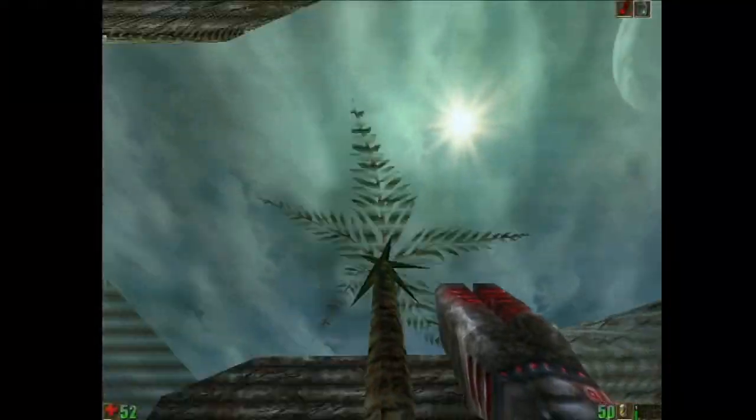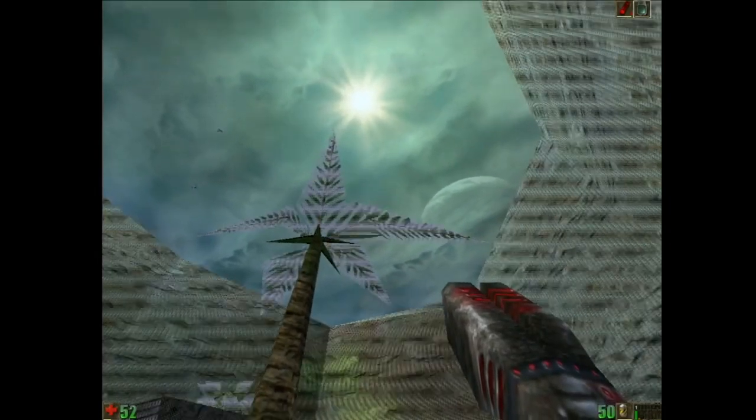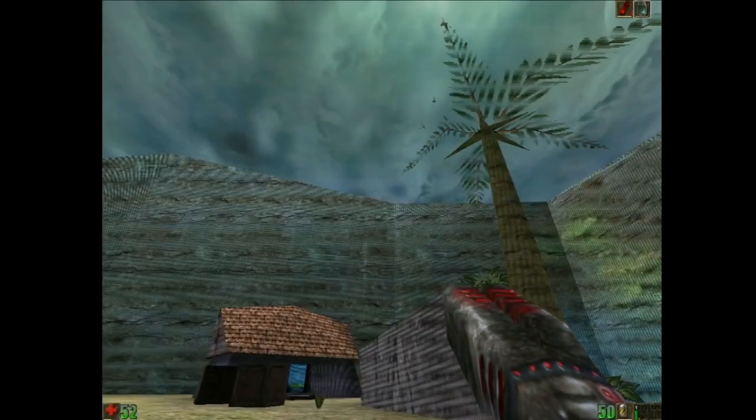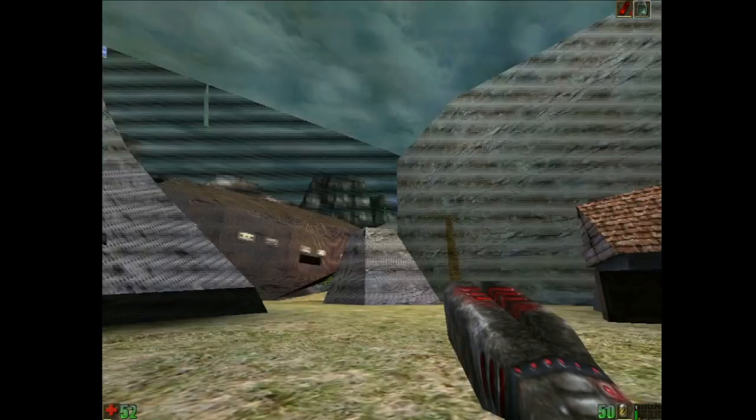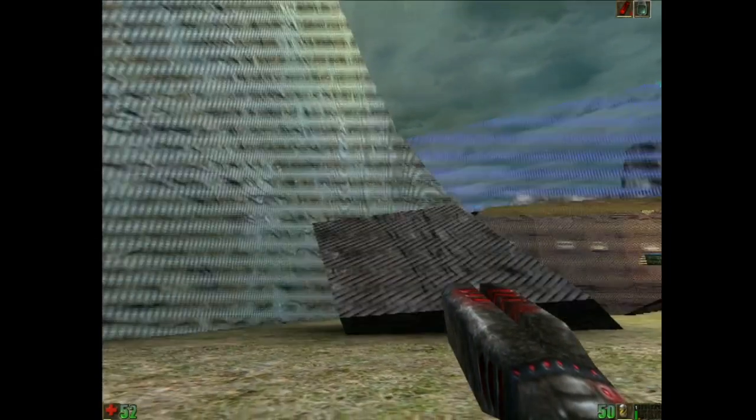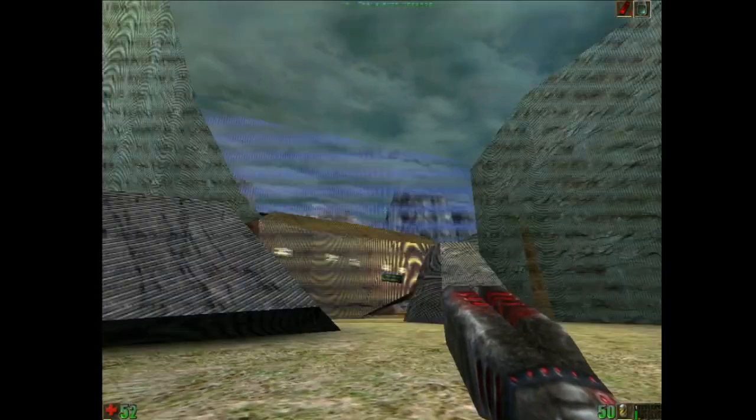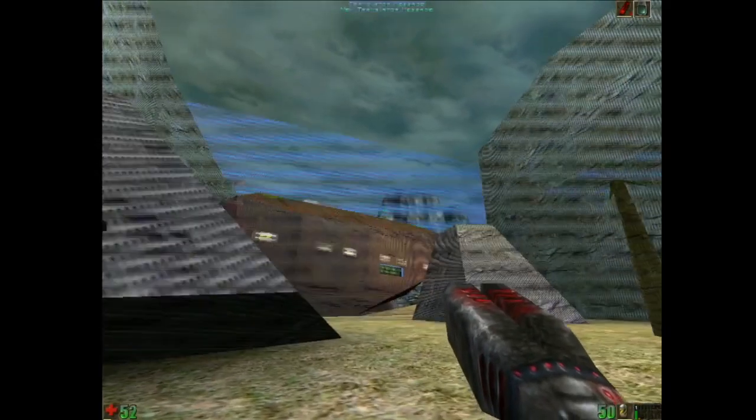So as you can see here with the inset video, this is Unreal, which is running on this system on a very, very low spec Pentium system with these two cards in. And as you can see, there's glitching and all sorts of stuff going on, and that's because one of the cards doesn't have enough RAM.